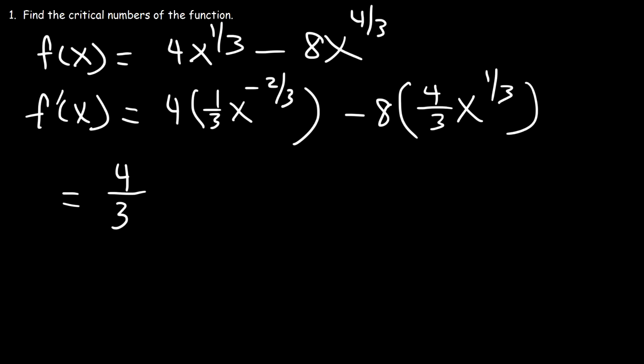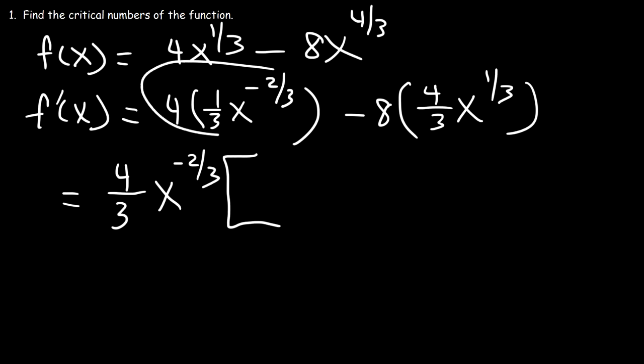So which of these two exponents is lower in value? Negative 2/3 or 1/3? Compare it on a number line. The numbers on the left are lower than the numbers on the right. So negative numbers are lower than positive numbers on a number line. So we're going to take out x raised to the negative 2/3.